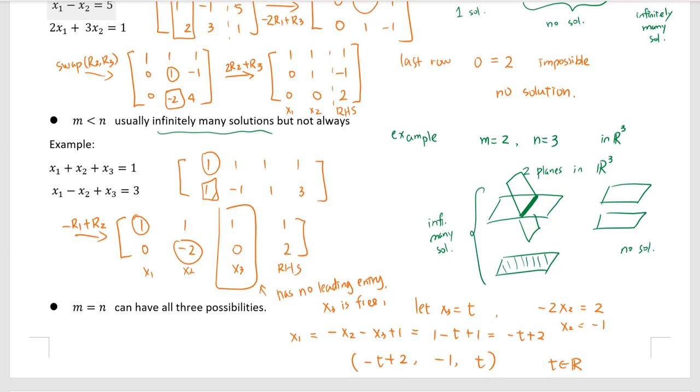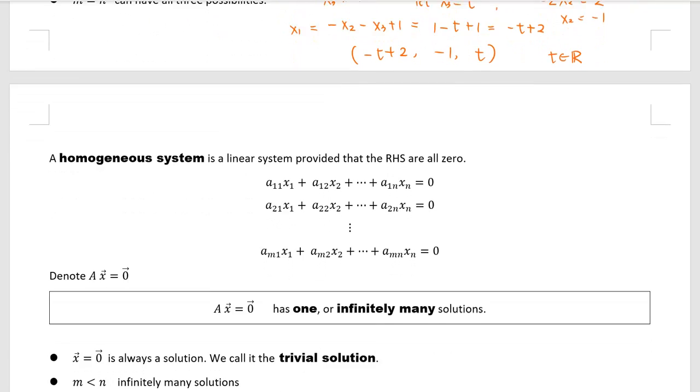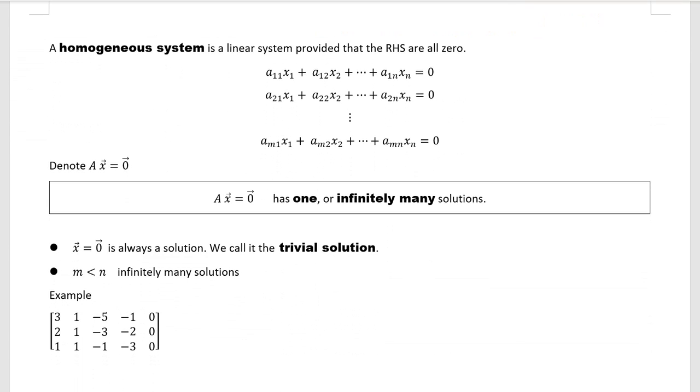Okay, very good. Let's continue. Homogeneous system. So what is a homogeneous system? It is a linear system in which the right-hand sides are all zeros. You can see the right-hand side, they are all zeros in this case. For the zero vector, we can denote it as 0 and put an arrow on top of it. So this is the 0 vector. This is a homogeneous system.